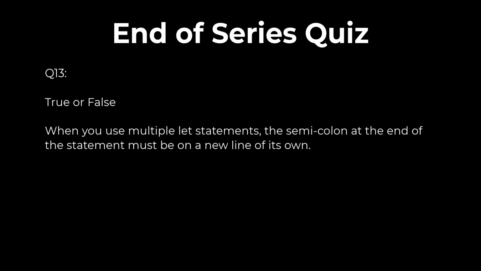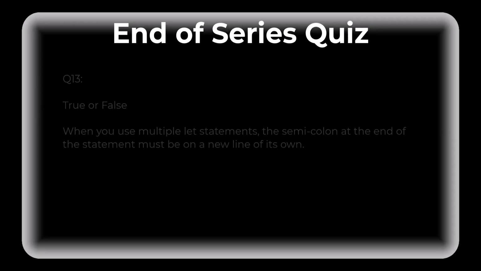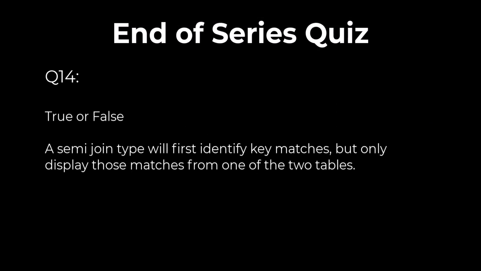The answer is false. The semicolon associated with let statement can either be placed at the end of the statement on the same line as other text, or it can be placed on a new line all by itself, depending on personal preference. Question 14, true or false? A semi-join type will first identify key matches, but only display those matches from one of the two tables.